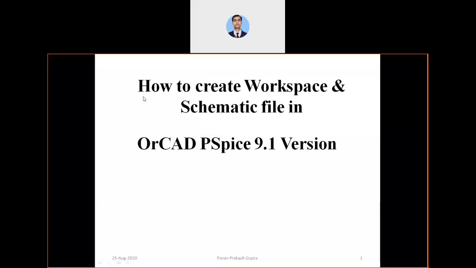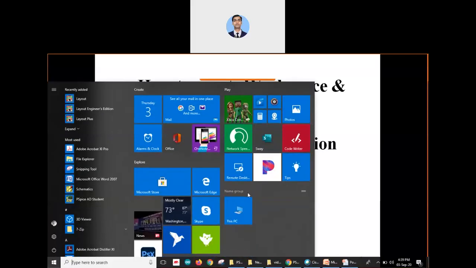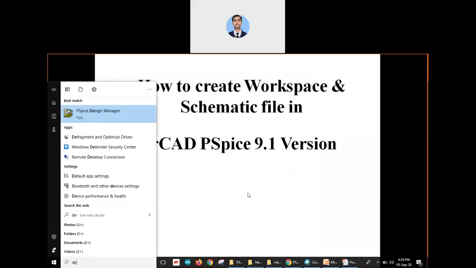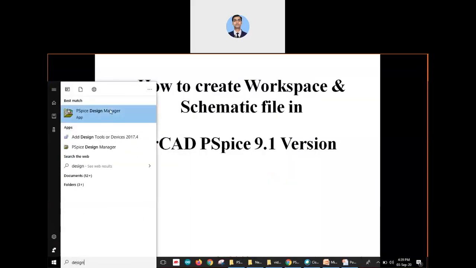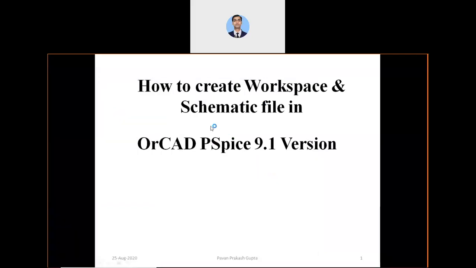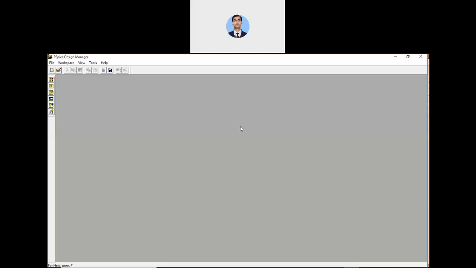And let's start with how to create a workspace and schematic file in the OrCAD PSpice 9.1 version. So for that, you need to go into the search of PSpice. Just type the keyword design over here. You will find this particular option, PSpice Design Manager. You click on it. It will open your software.